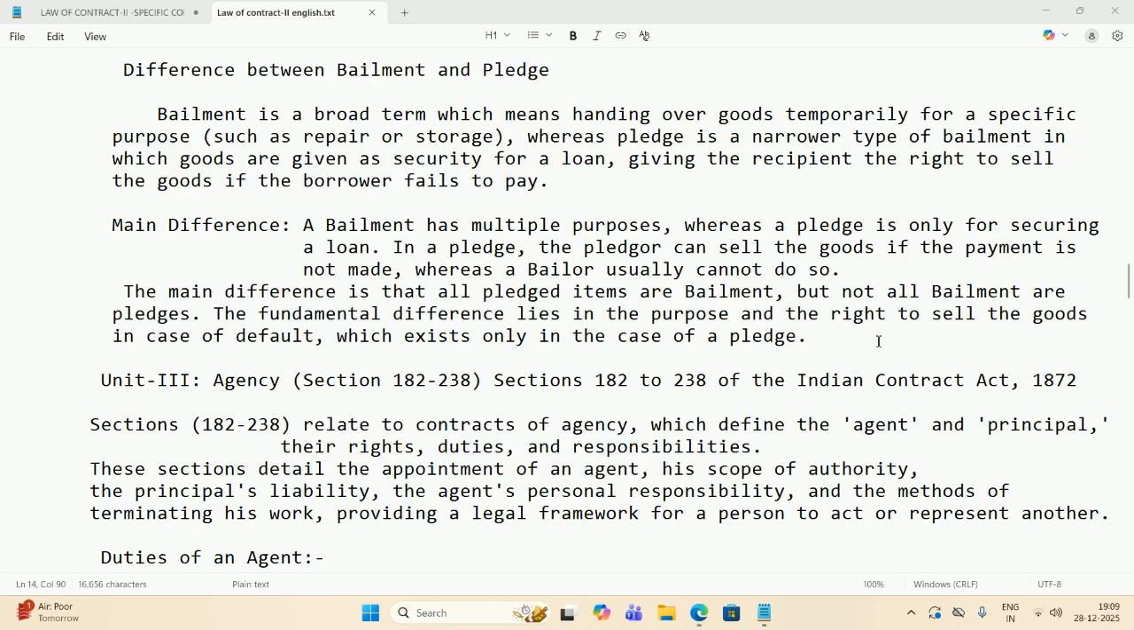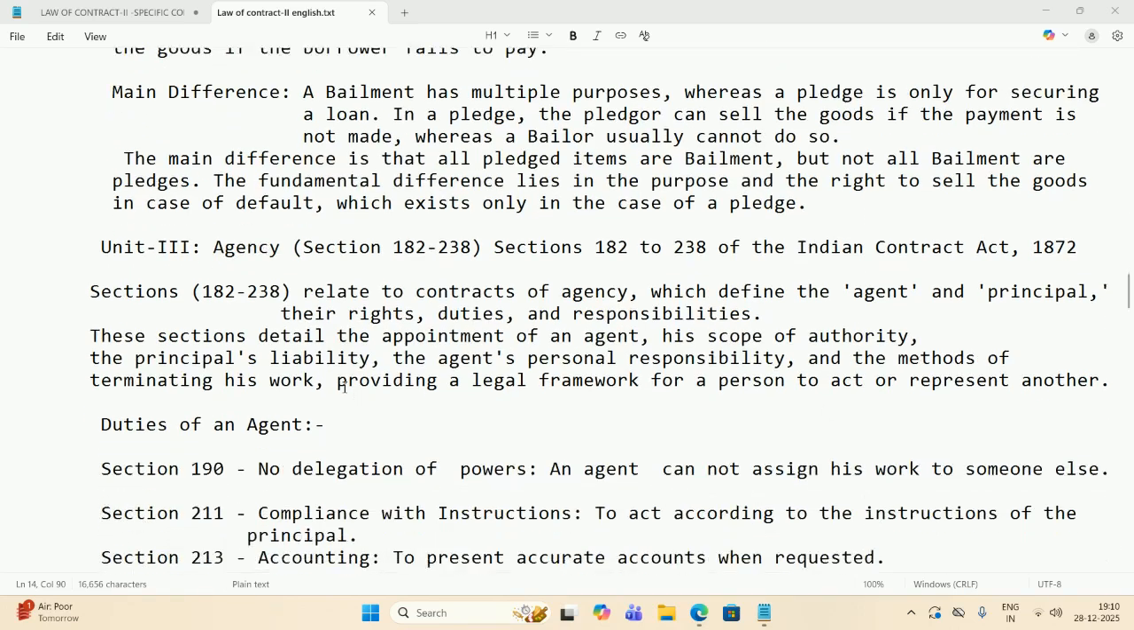Now, the main difference actually is a bailment has multiple purposes, whereas a pledge is only for securing a loan. In a pledge, the pledgee can sell the goods if the payment is not made, whereas a bailee usually cannot do so. The main difference is that all pledged items are bailment, but not all bailments are pledges. The fundamental difference lies in the purpose and the right to sell the goods in case of default, which exists only in case of a pledge.